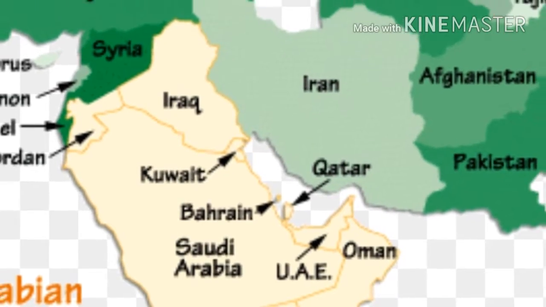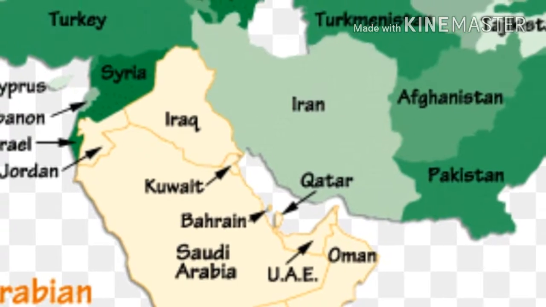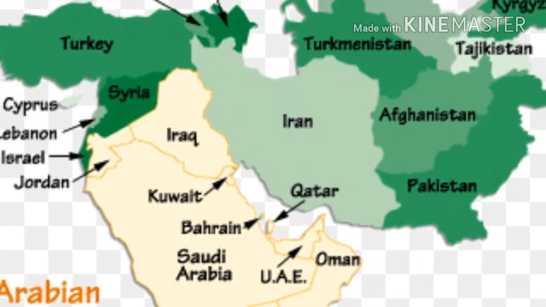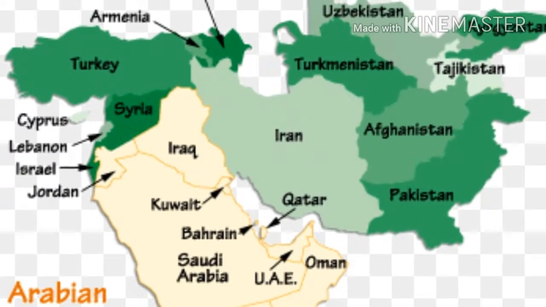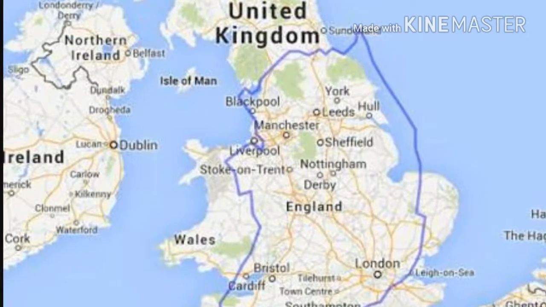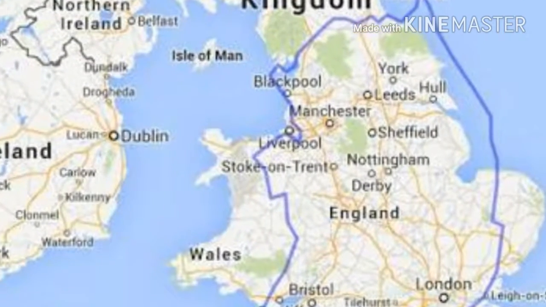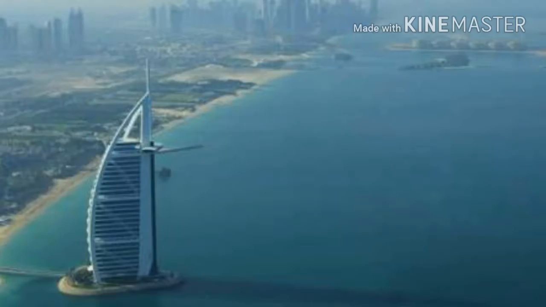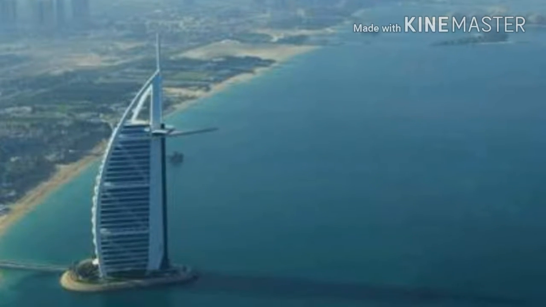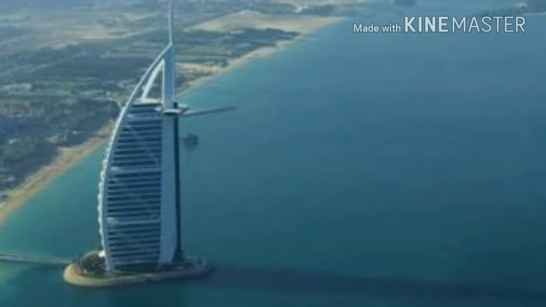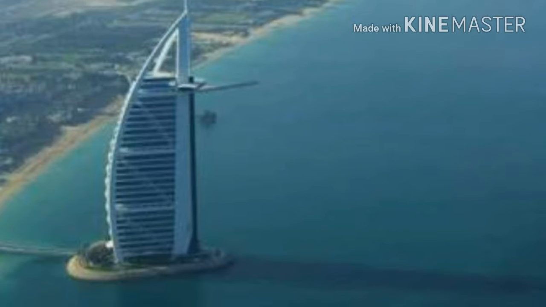UAE is situated in the Middle East, bordering the Gulf of Oman and the Persian Gulf, bordering Oman and Saudi Arabia. In terms of area, UAE is half the size of Karnataka and is almost the size of England. UAE has a coastline of 1,300 kilometers, while India has a coastline of 7,000 kilometers.